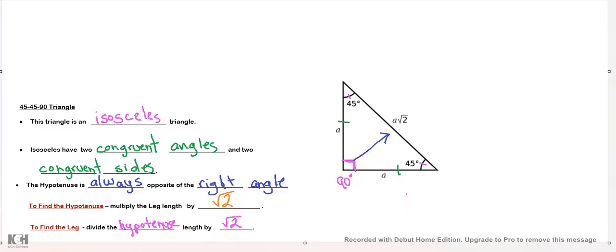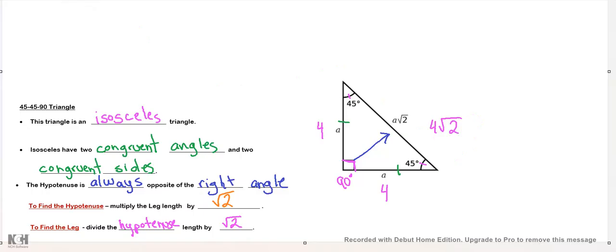Now, to find the hypotenuse length, it is always the square root of 2 times more than whatever the legs are. So if this leg was 4 long, we know this one is also 4 long. When you're trying to solve for the sides and the angles, it's helpful to know that they're isosceles, so the legs are always going to be the same. And the hypotenuse is going to be 4 times the square root of 2. It's always going to be that way, so that makes it pretty easy.